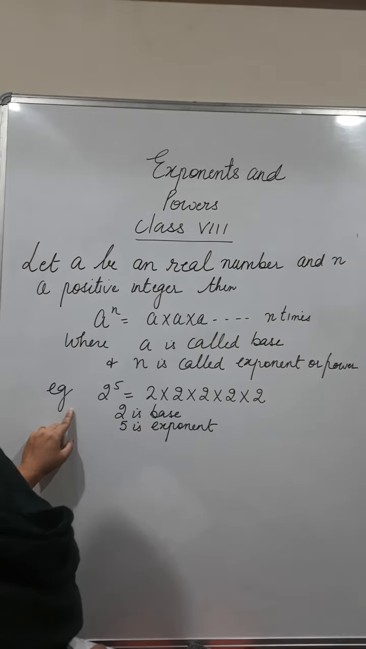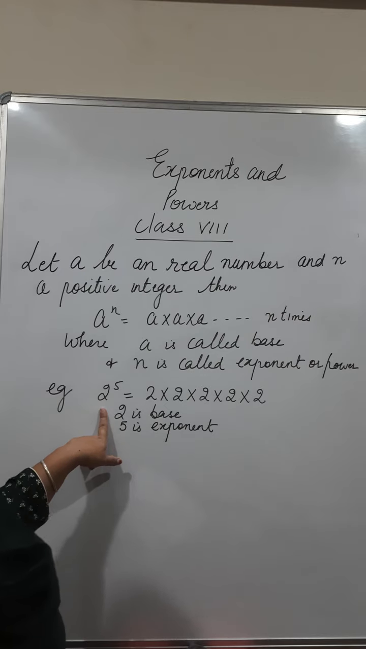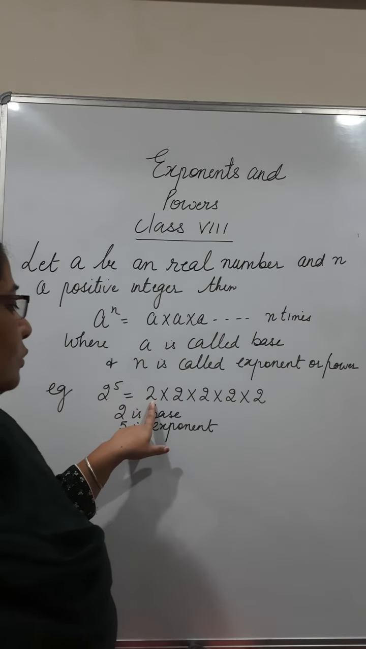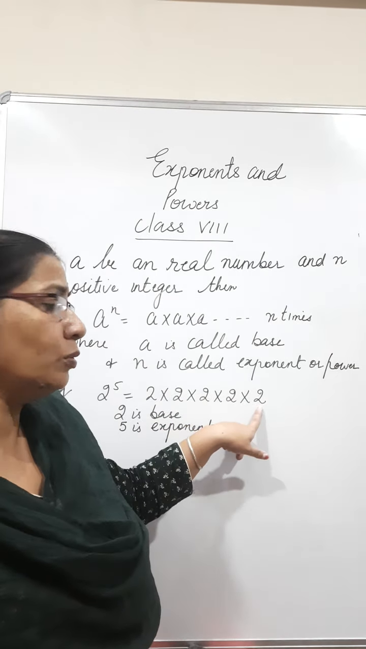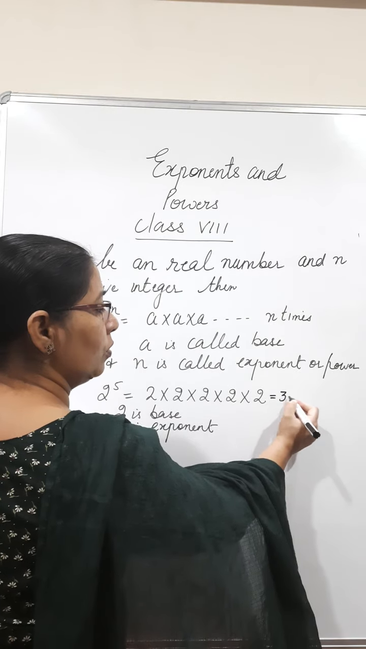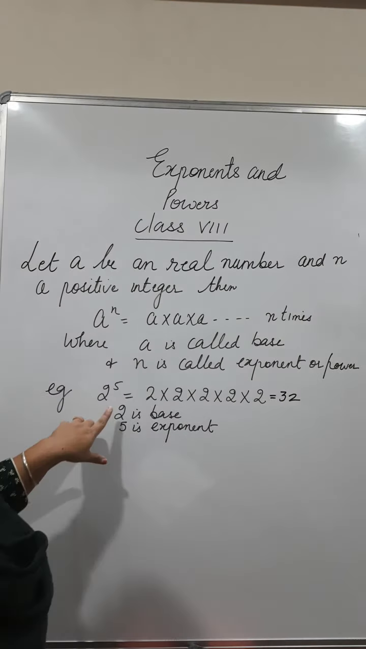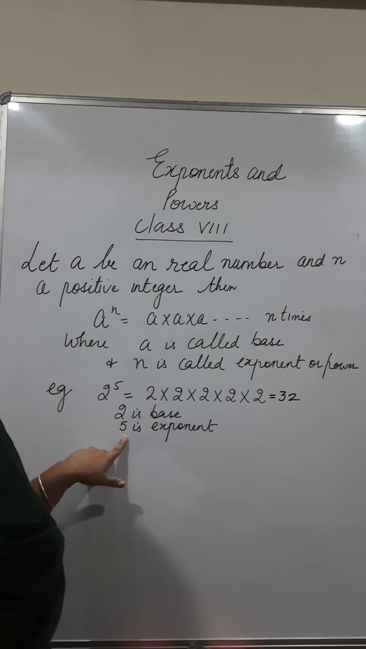Now beta, for example, you have 2 power 5. So what does it mean? It means you are multiplying this 2 five times. So 2 into 2 into 2 into 2 into 2. The answer to this is equal to 32. And what is 2? 2 is the base and 5 is the exponent.